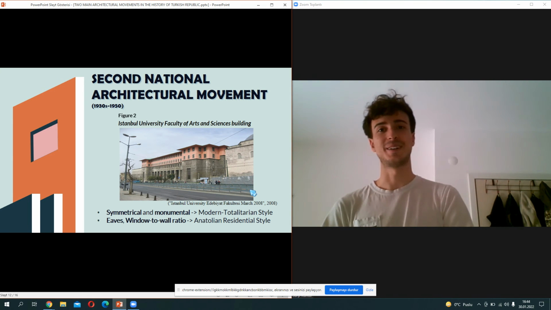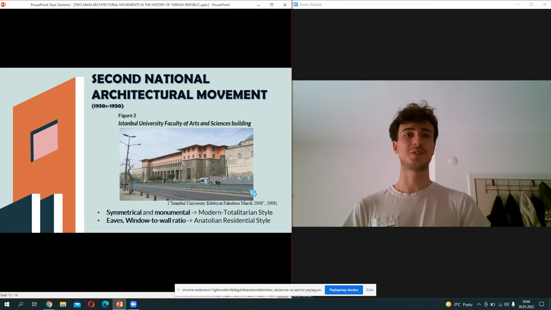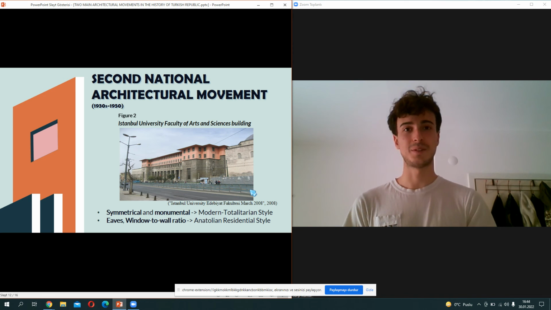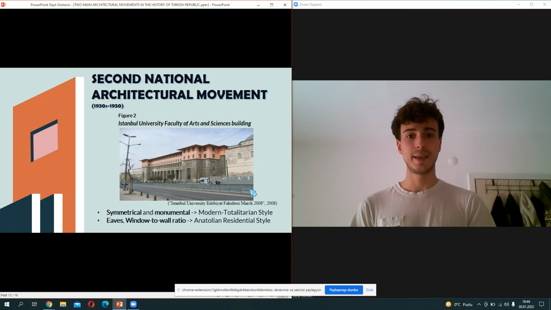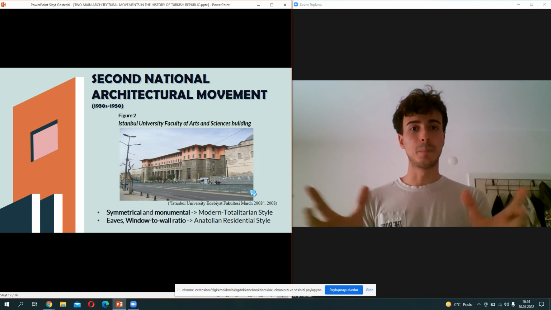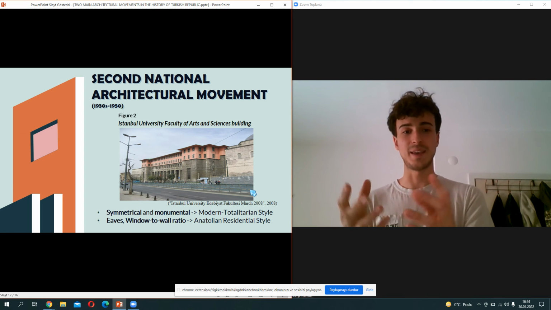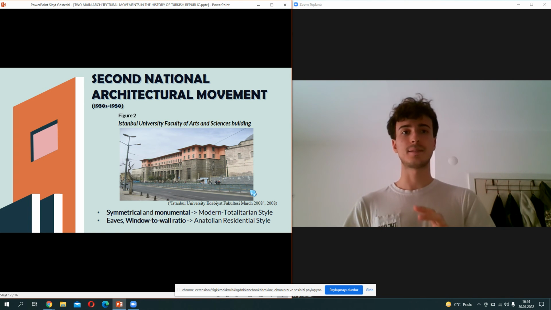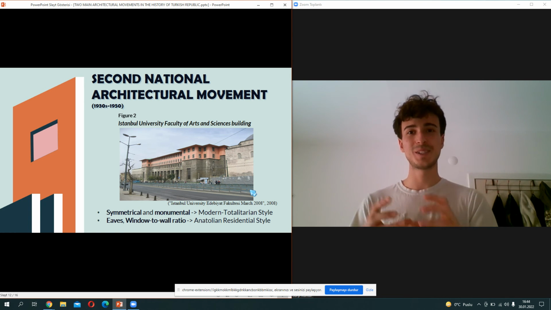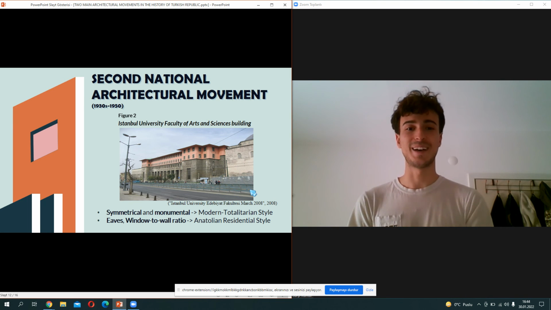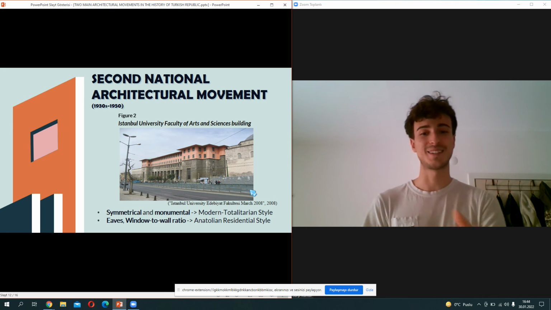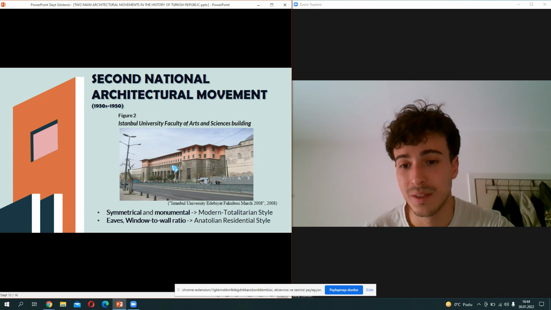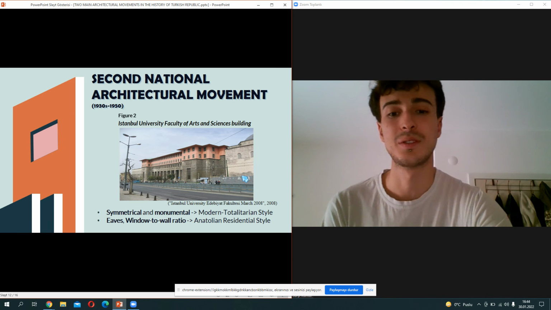Figure 2. Let us have a look at one of the most impressive structures constructed in this style: the Istanbul University Faculty of Arts and Sciences building. The most distinctive feature of it is that it is symmetrical and monumental. It has a huge mass, as you can see, and it reminds us of the totalitarian style. On the other hand, in some details, we can see the traditional Anatolian residential style, in some respects such as the eaves, as you can see, and the window to wall ratio. These remind us of Anatolian residential style.